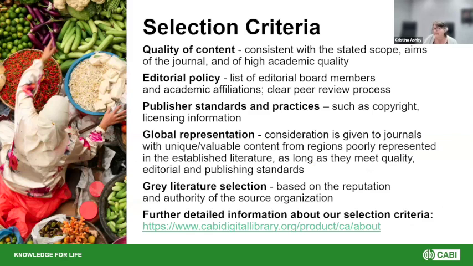So journals and everything that we index is selected based on quality and subject relevance. And we follow a set of criteria to maintain the high quality and the relevance of our databases, and to identify and exclude predatory journals and journals that don't meet acceptable standards. So we look at things like the quality of the content, that it's consistent with the stated scope of the journal, and that it's of high academic quality.